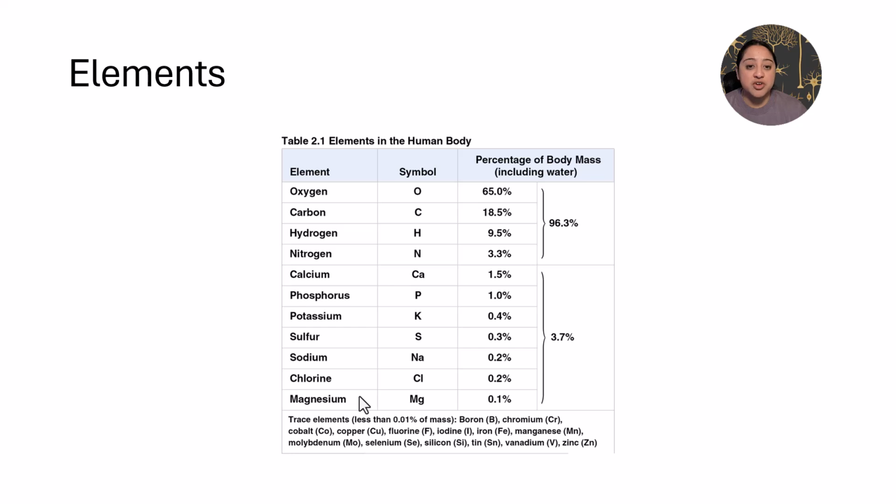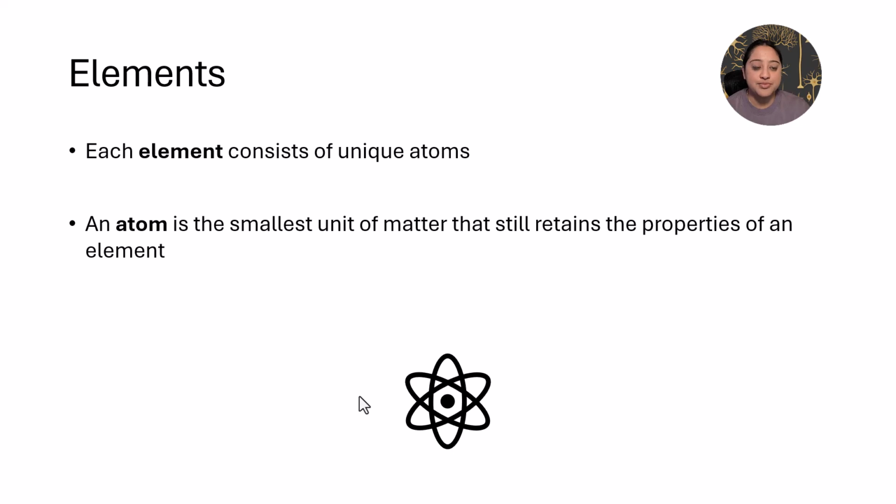So if your whole body is made up of elements, it makes sense we have to study chemistry a little bit, right? So each element, what makes them different? They consist of unique atoms. Atoms are the smallest unit of matter that still retain the properties of an element. So here is the symbol that we show for an atom. It's pretty simplified because, as we'll see, there's more to it than just one little circle in the middle.